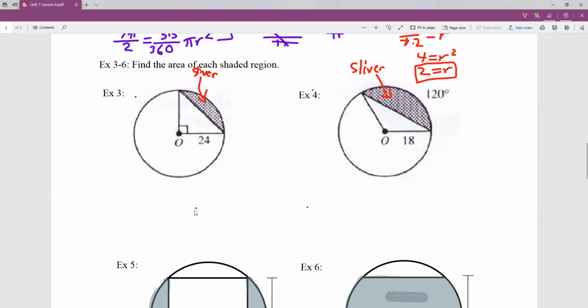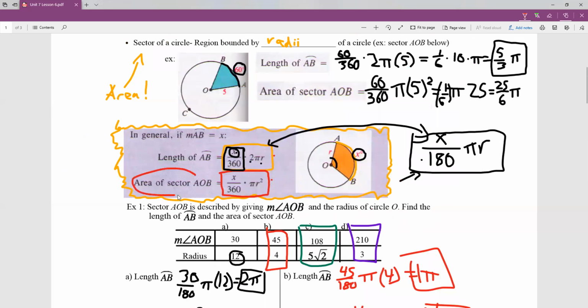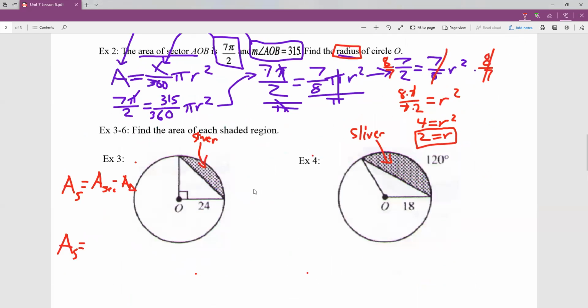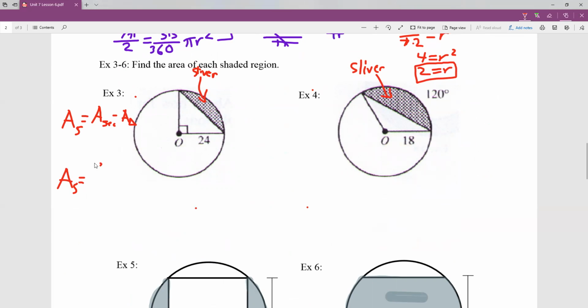So now what that is in algebraic terms is the area of the sliver, or the area of the shaded region, is equal to the area of the sector minus the area of the triangle. And now we got to figure this out. The area of the sliver is equal to the area of the sector, which, to find the area of this whole sector, we need to use this formula right here, area of a sector, right? x over 360 times pi r squared. In this case, my angle measure here is 90, so 90 over 360 times pi times 24 squared.